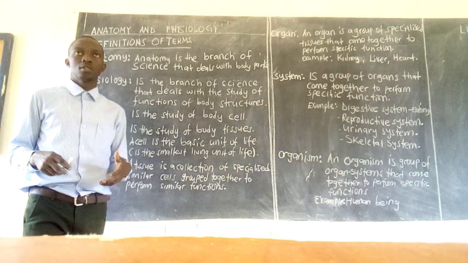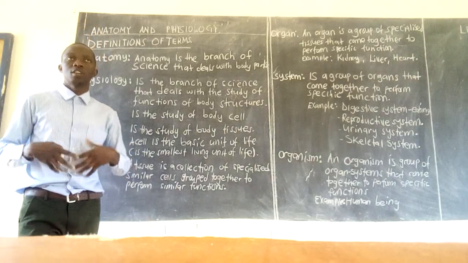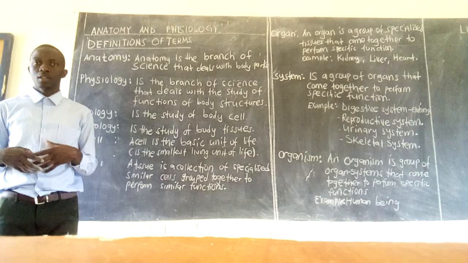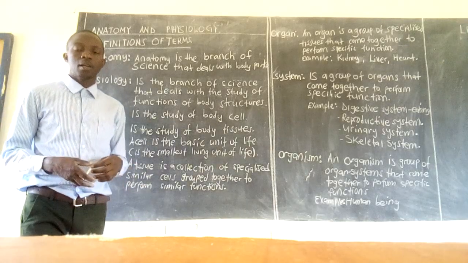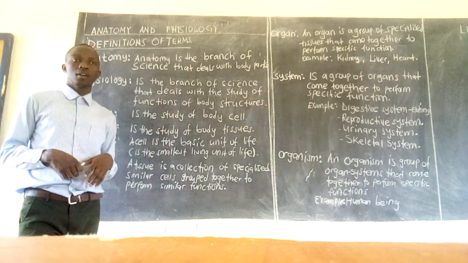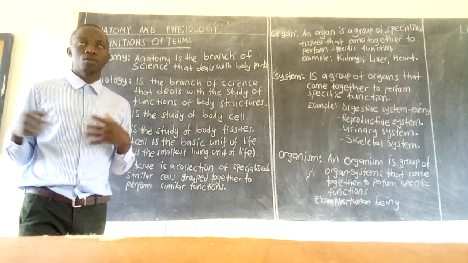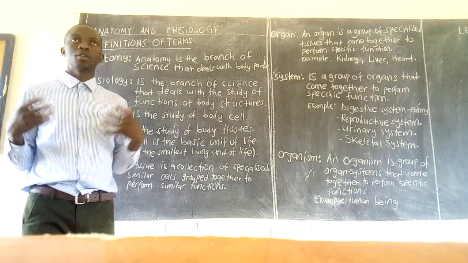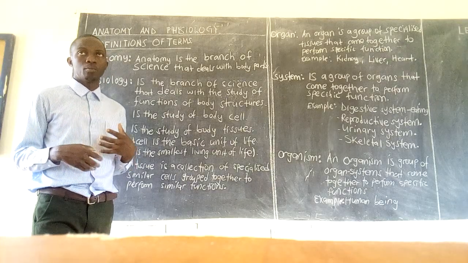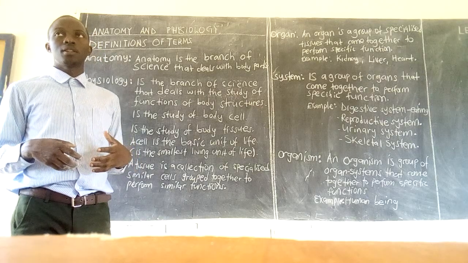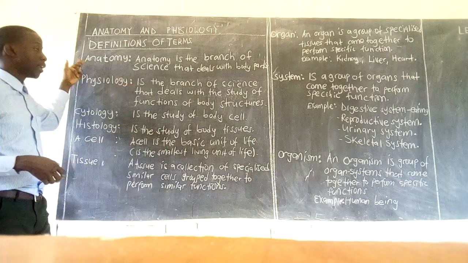So those are external body parts. Likewise, we also have internal body parts, like the intestines, we have the lungs, we have the kidneys, we have the bones. So, combining all those parts, that branch of science that studies all those parts is what we are calling anatomy.